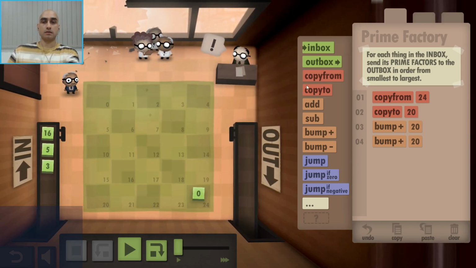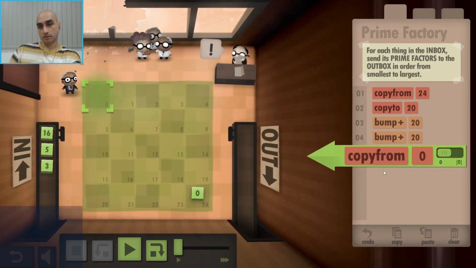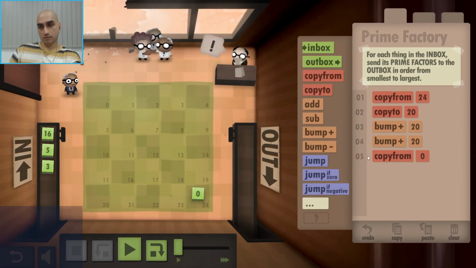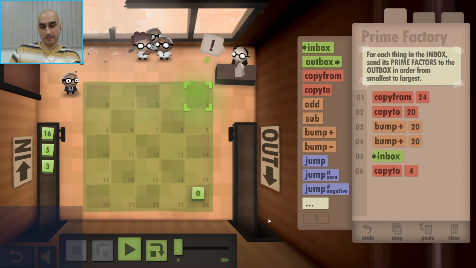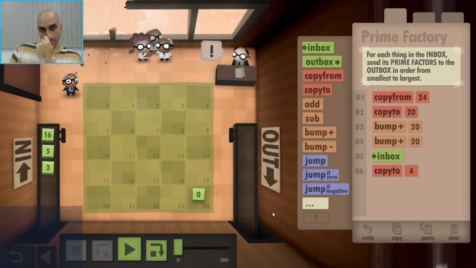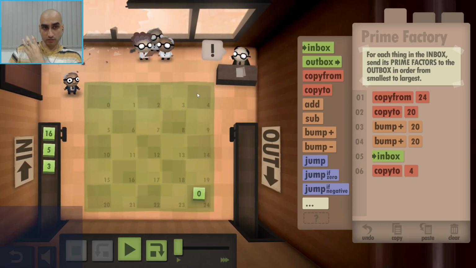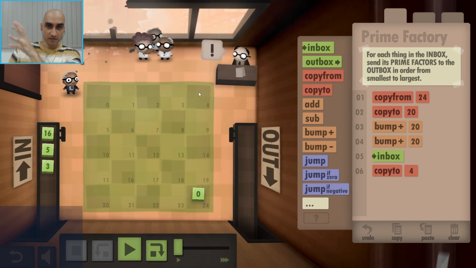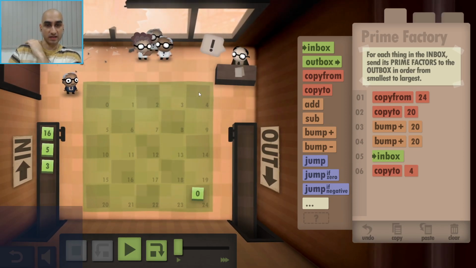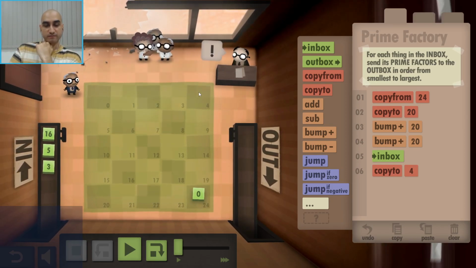We take our number, which is going to be from the inbox. We store it in that square there. So that square is going to hold our number, and whenever we divide out numbers, we manipulate that number until it's run out of prime factors. Okay.